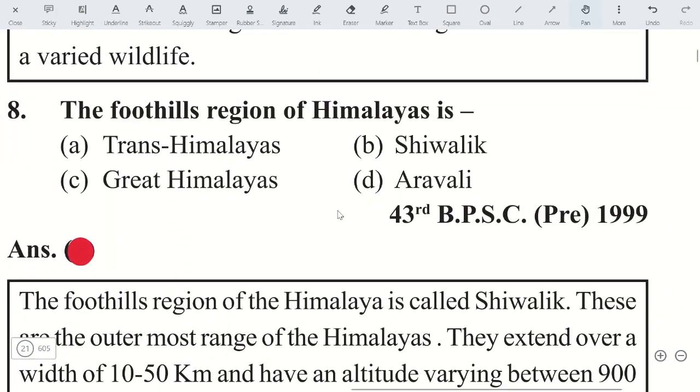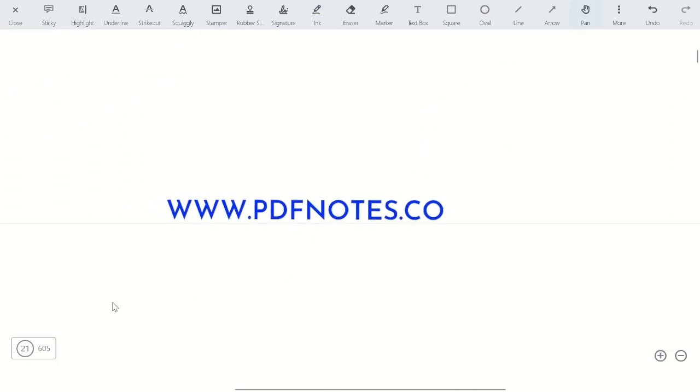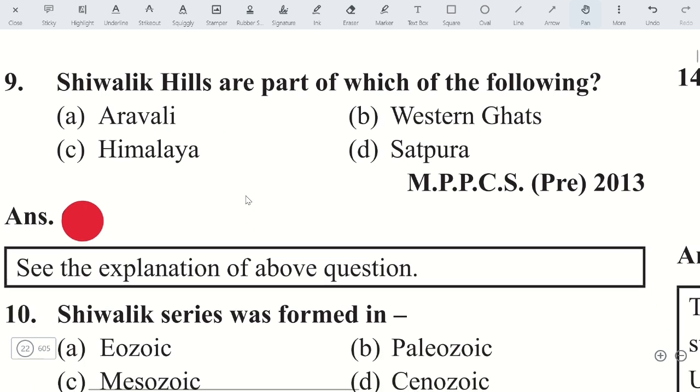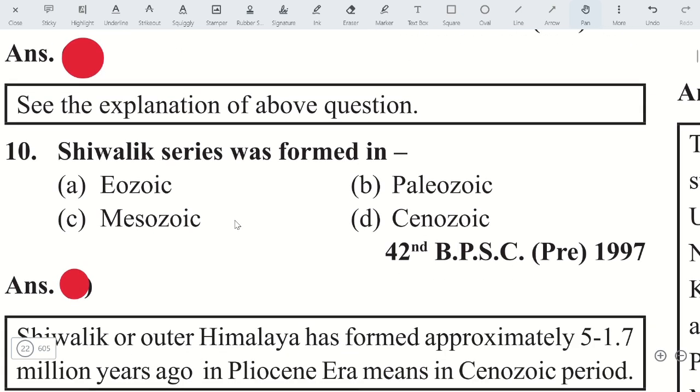See the next question. The foothills region of Himalaya, it is Shivalik. Let's move to the next question. Shivalik hills are part of which of the following? Shivalik hills are part of Himalaya. Very simple question. The Shivalik series is formed in the Cenozoic era actually. Cenozoic period. The option will be correct.